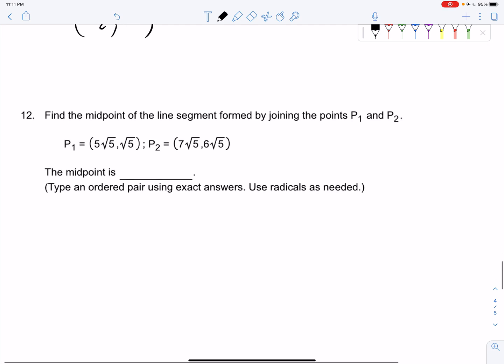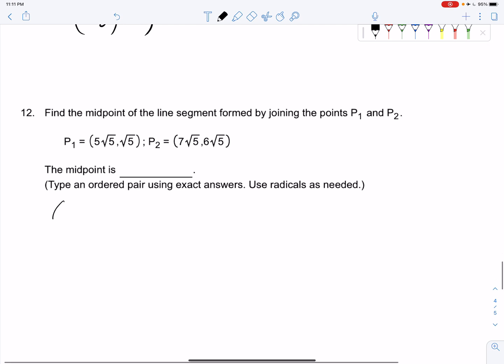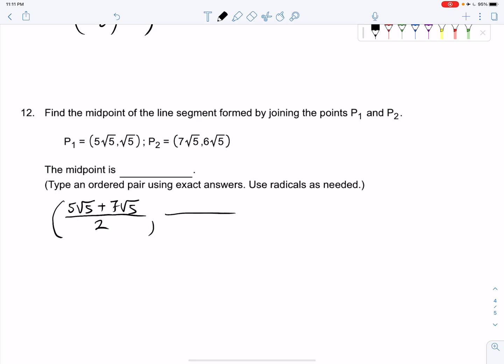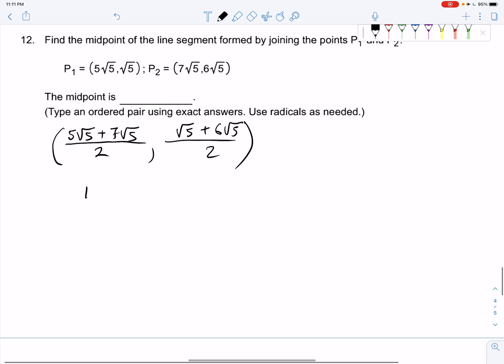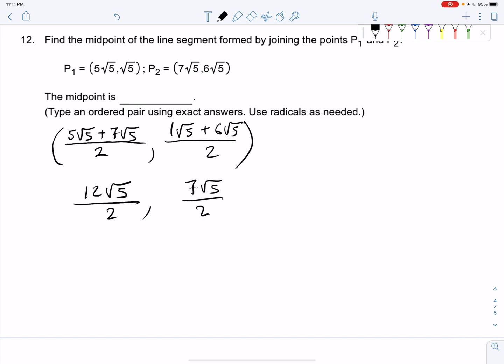And our last problem already. Here we go. Awesome. Last problem. Average of the x values. 5 root 5 plus 7 root 5. Find its average by dividing by 2. Average of the y's. Root 5 plus 6 root 5 divided by 2. Simplify. 5 root 5 plus 7 root 5. These are like radicals, so you could add them together. That's going to give us 12 root 5 divided by 2. And 1 root 5 plus 6 root 5 is 7 root 5 divided by 2.